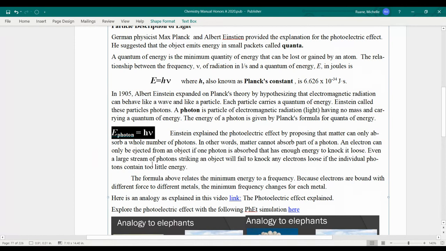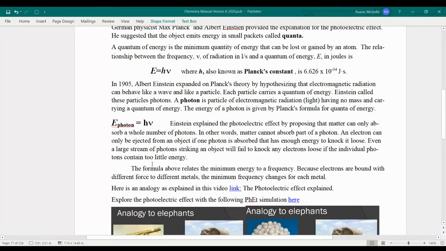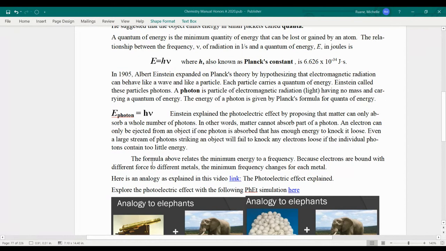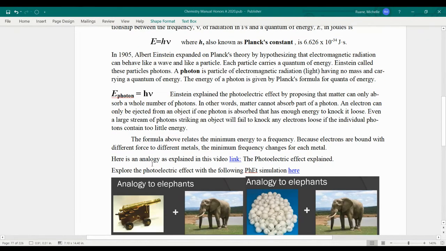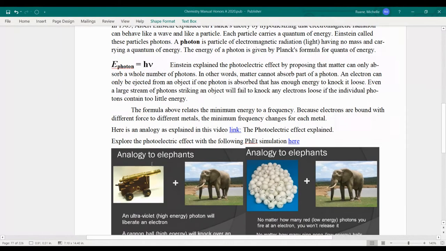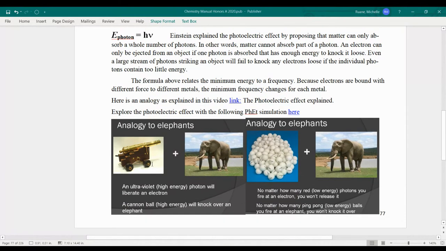They thought that they could raise the intensity and that would raise the energy and knock it off. That means they could raise the amplitude of that wave. That was one of their incorrect hypotheses. I had a hard time wrapping my brain around it. You might too, until I came across this analogy to elephants.